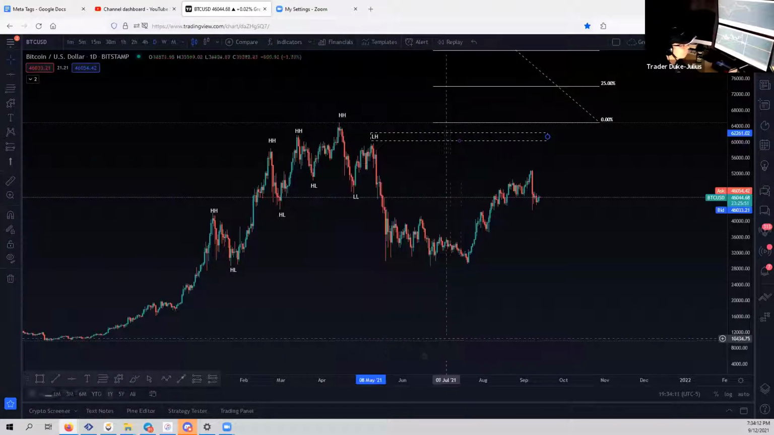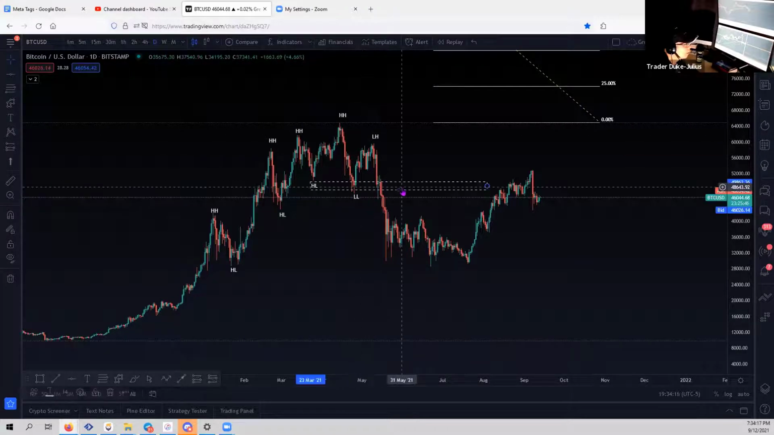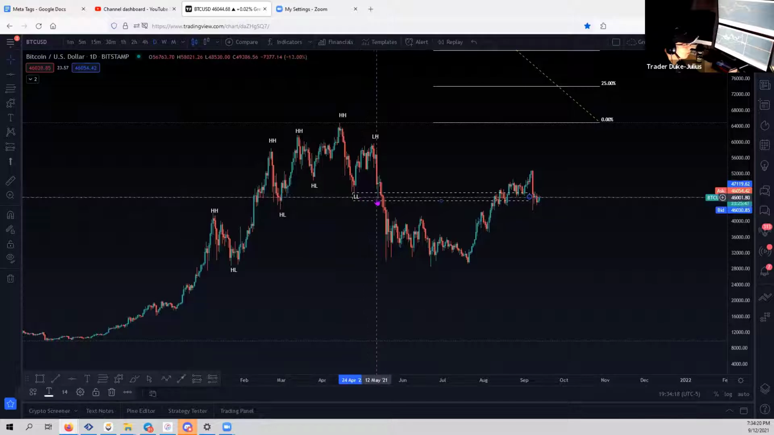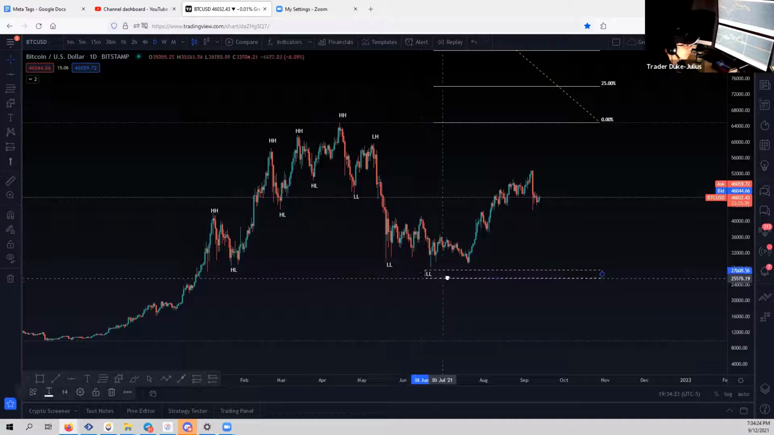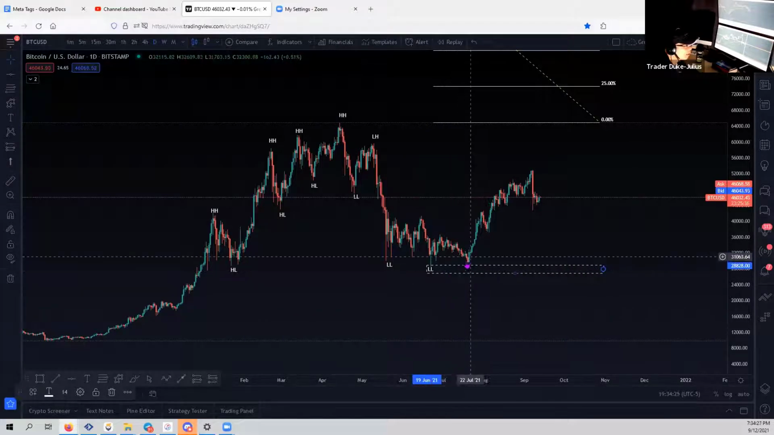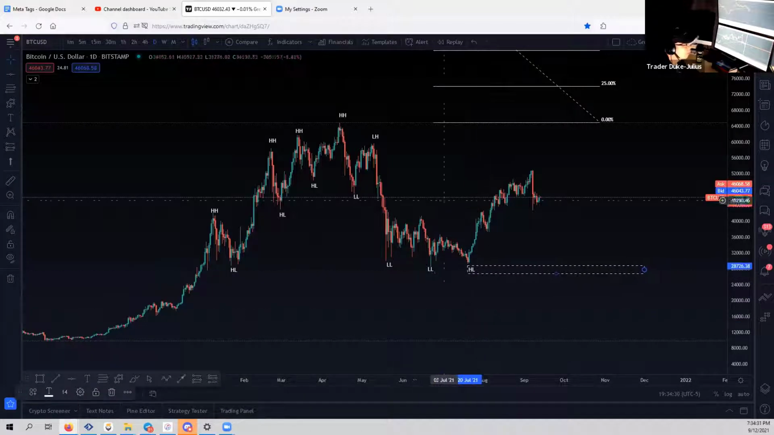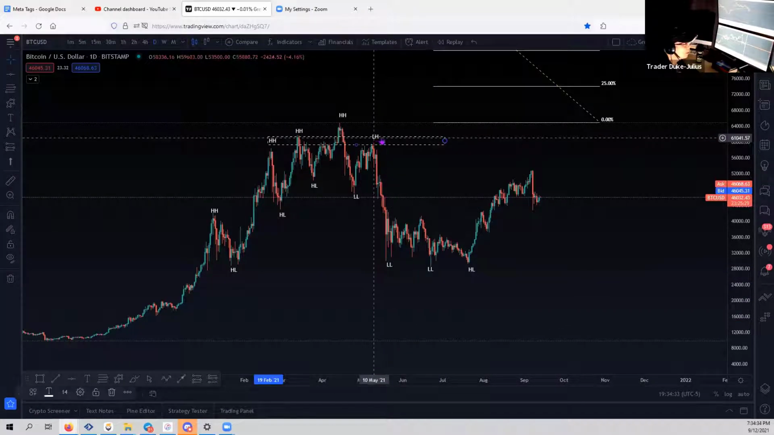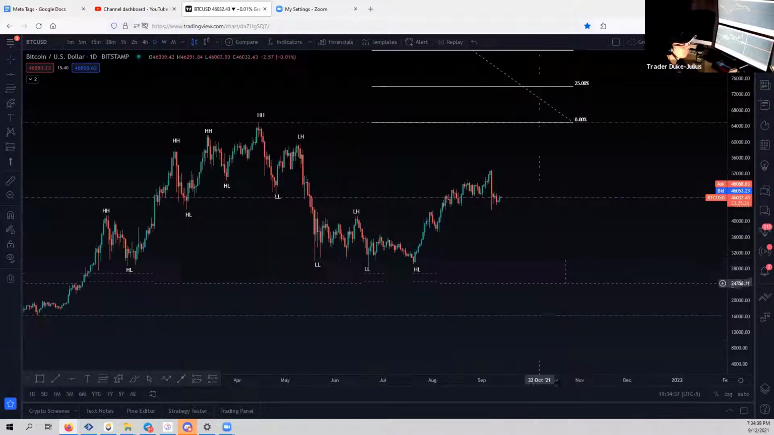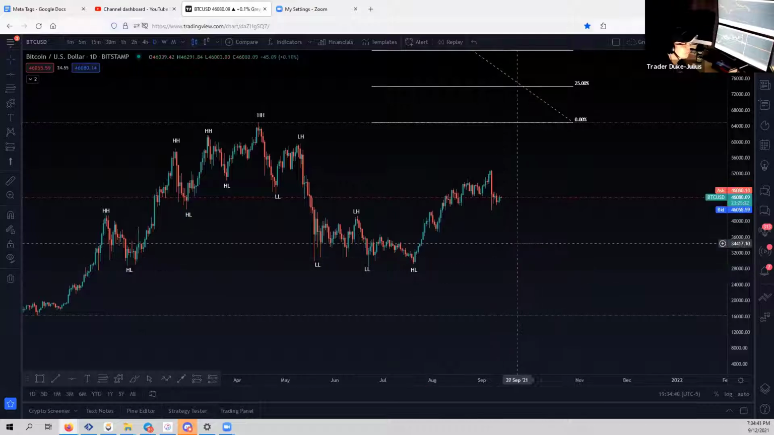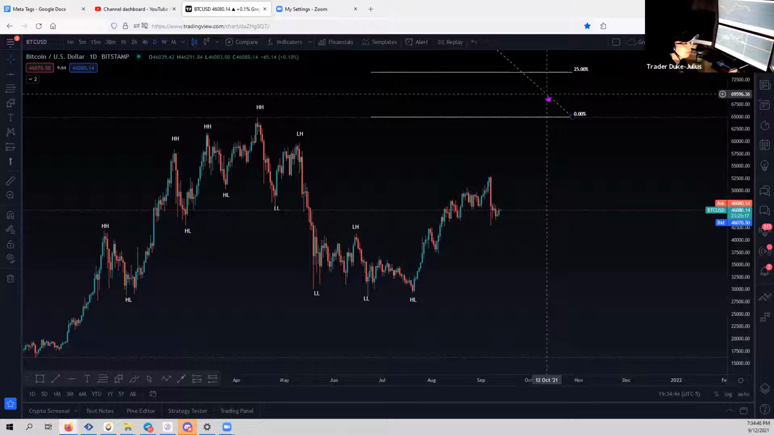High. Okay. And then here, lower low. This, and then this became a higher low. And this is lower low here. Okay, so I'm going to leave that for now. All right.